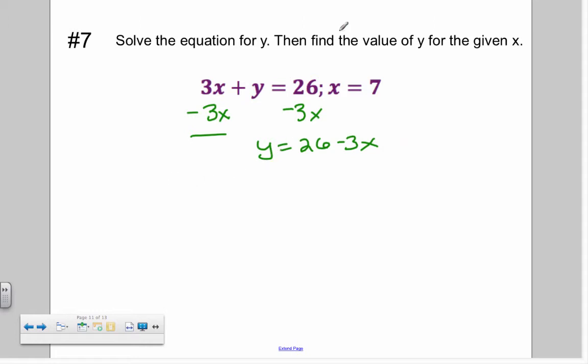The second part of the direction says, then find the value of y for the given x. So this is like part A, and then we have part B, which is find the value for the given x. So I'm going to do part B here. I will rewrite my equation now, solved for y, 26 minus 3x. Okay, so now I'm going to plug in 7 for x.